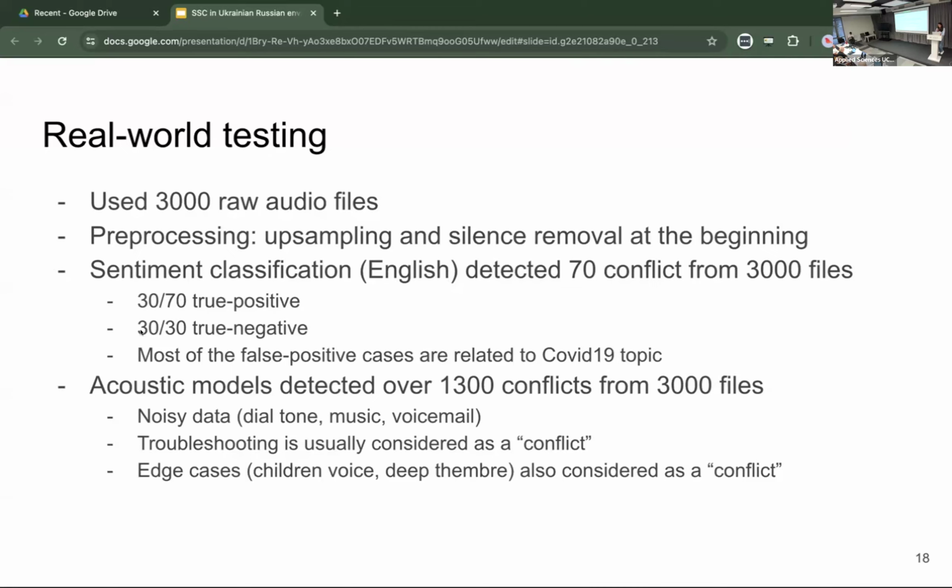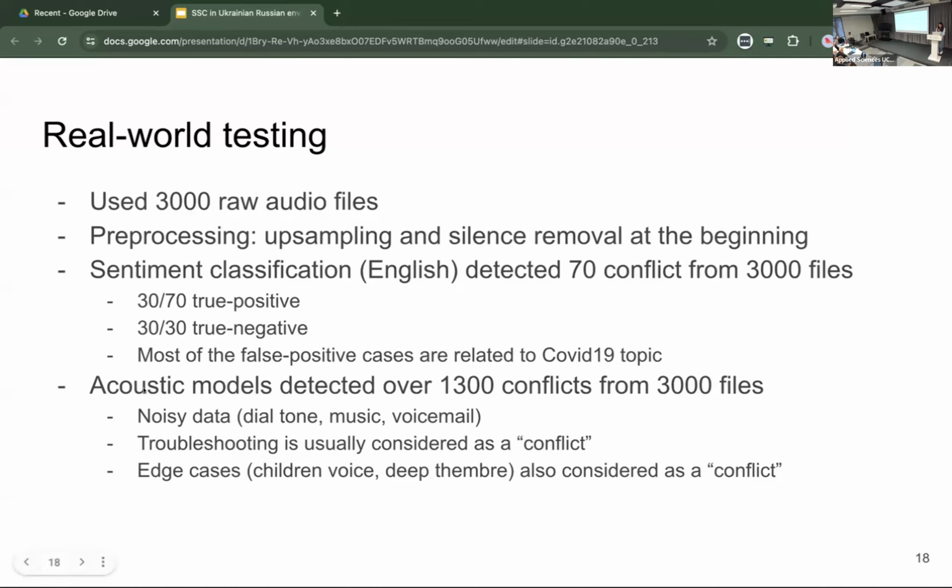And I chose 30 random files which were classified as positive sentiment, and all of them, in my opinion, didn't have any conflict. Another bias I found is that this English model has some bias toward the COVID topic, because every false positive case was related to COVID, but did not necessarily include negative emotion of the speakers.